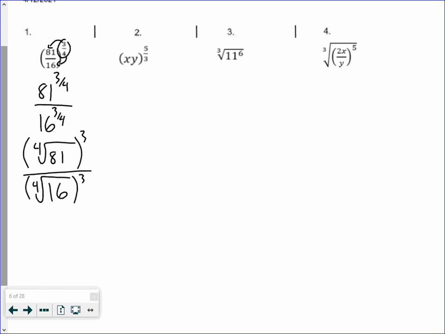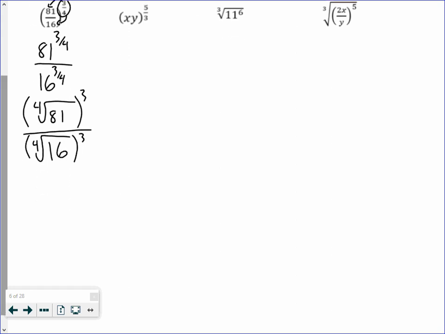In this case, we want to write the exponent on the outside because we can figure out what the 4th root of 81 is going to be, and same thing with the bottom, we can figure out what the 4th root of 16 is going to be. The 4th root of 81, or what raised to the 4th power gives you 81, is going to be 3. 3 to the 4th power gives you 81. So we're left with 3 cubed on the top. And on the bottom, we have the 4th root of 16. What to the 4th power gives you 16? That's going to be 2. 2 to the 4th power gives you 16. So we're left with 2 to the 3rd on the bottom.